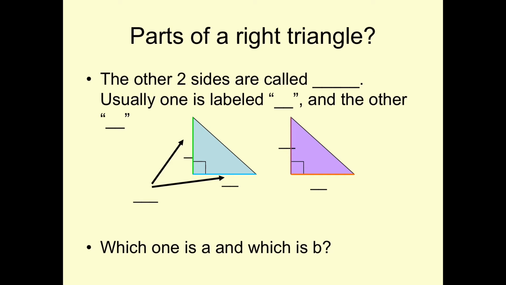Now, the other two sides are called, that's right, legs. Usually one is labeled A and the other B. Which one is A and which one is B? That's right. The correct answer is it doesn't matter.